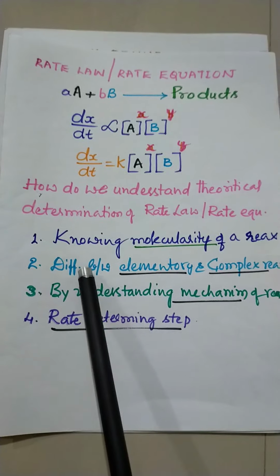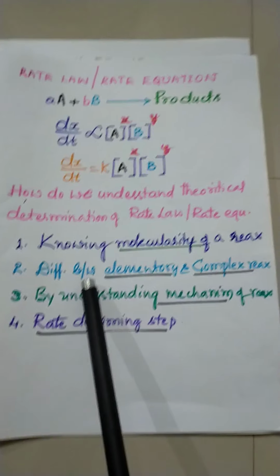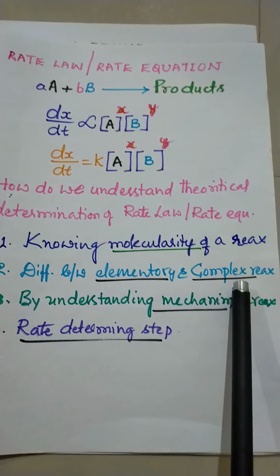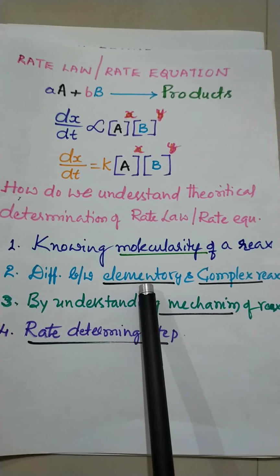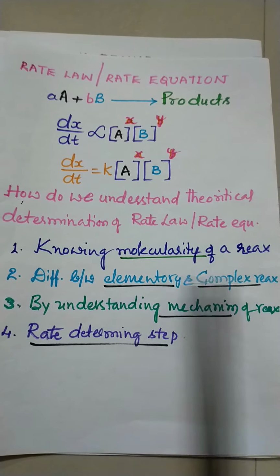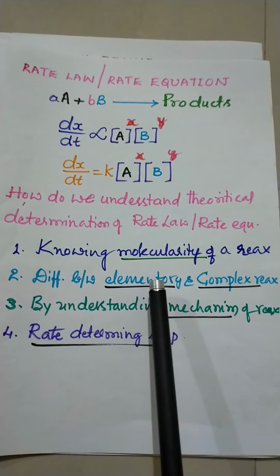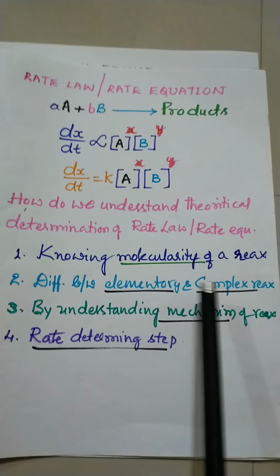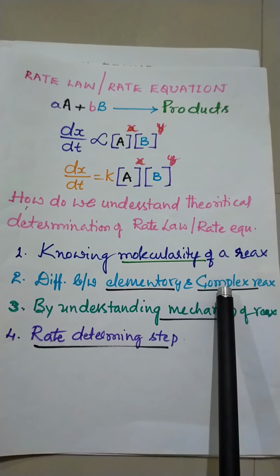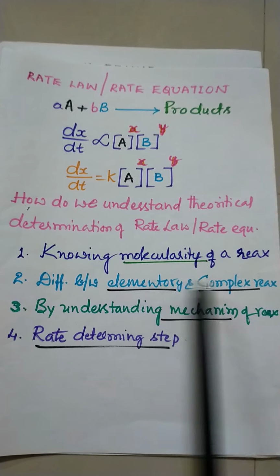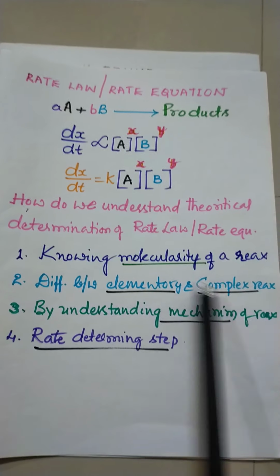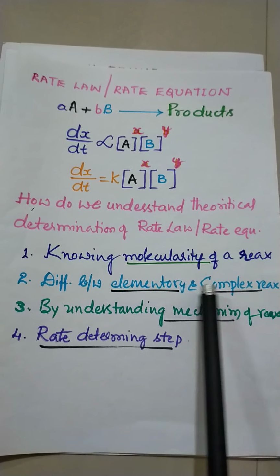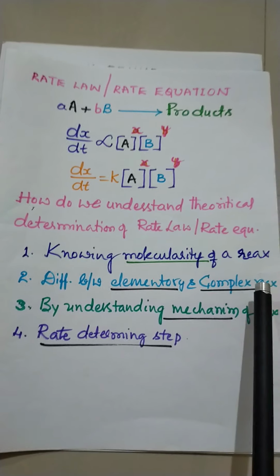Then we should know the differences between the types of reactions. Here are elementary reactions and complex reactions. What is meant by elementary reactions? That we will understand later. Just I give this one. Elementary reactions are the reactions which take place in one step. Complex reactions are the reactions which take place in more than one step. This is a simple definition for elementary and complex reactions. Just keep it in your mind. Later you can understand it through the examples.